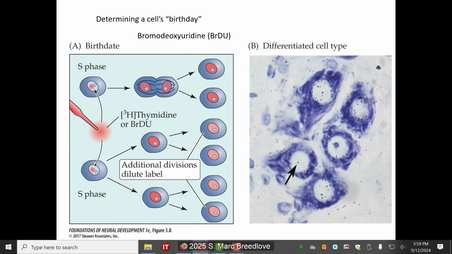Total pain in the ass to do. That's the technical term. For a lot of reasons. Anyone know the half-life of tritium? It's like 10 years. So for half of the tritium molecules to give up the particles, you'd have to wait a long time.